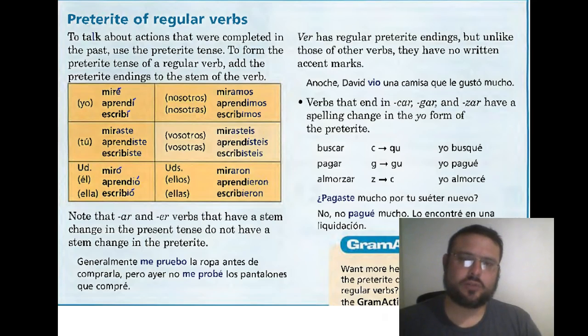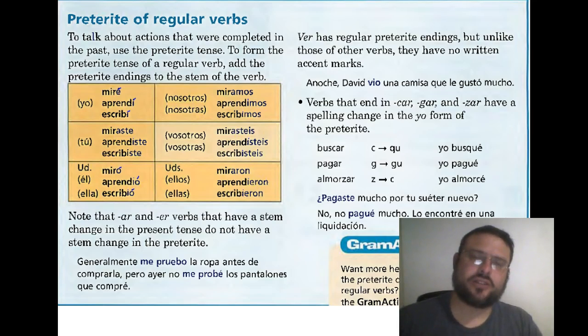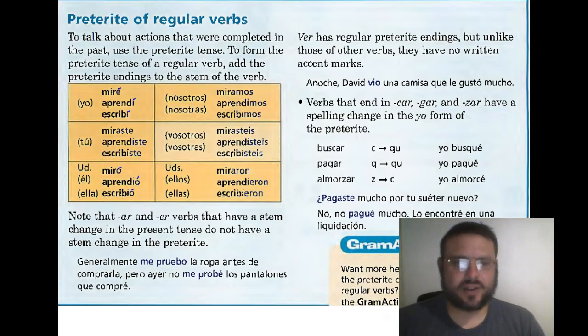So another word for that is the preterite. To talk about actions that were completed in the past, use the preterite tense. And the word completed here is important. There will be another form of the past that you'll learn. To form the preterite tense of a regular verb, add the preterite endings to the stem of the verb.